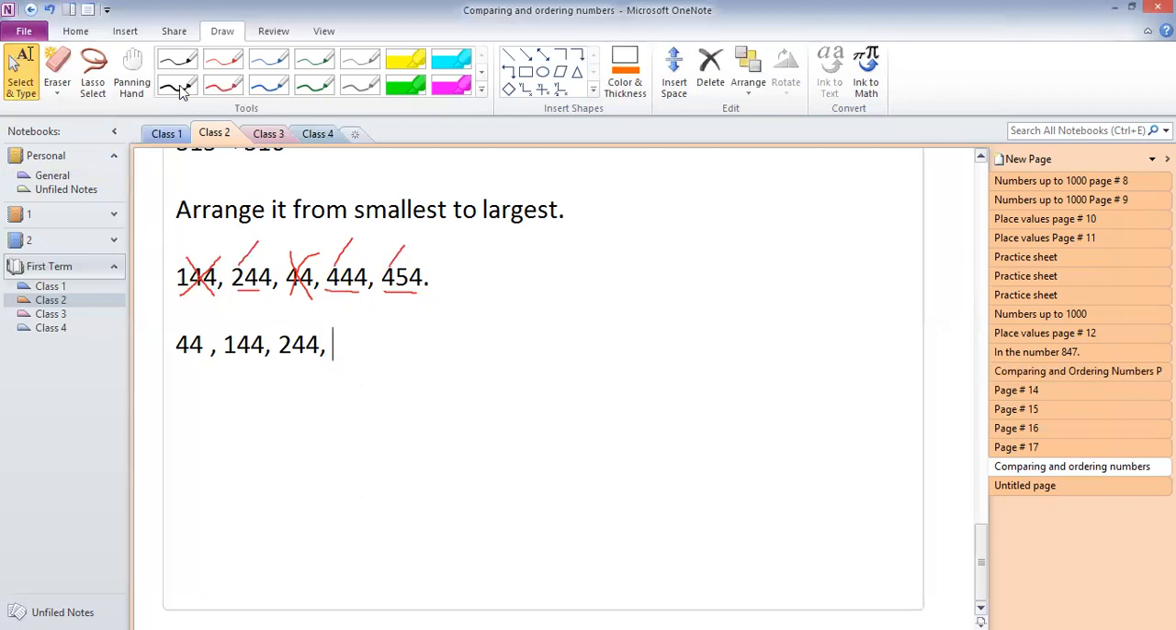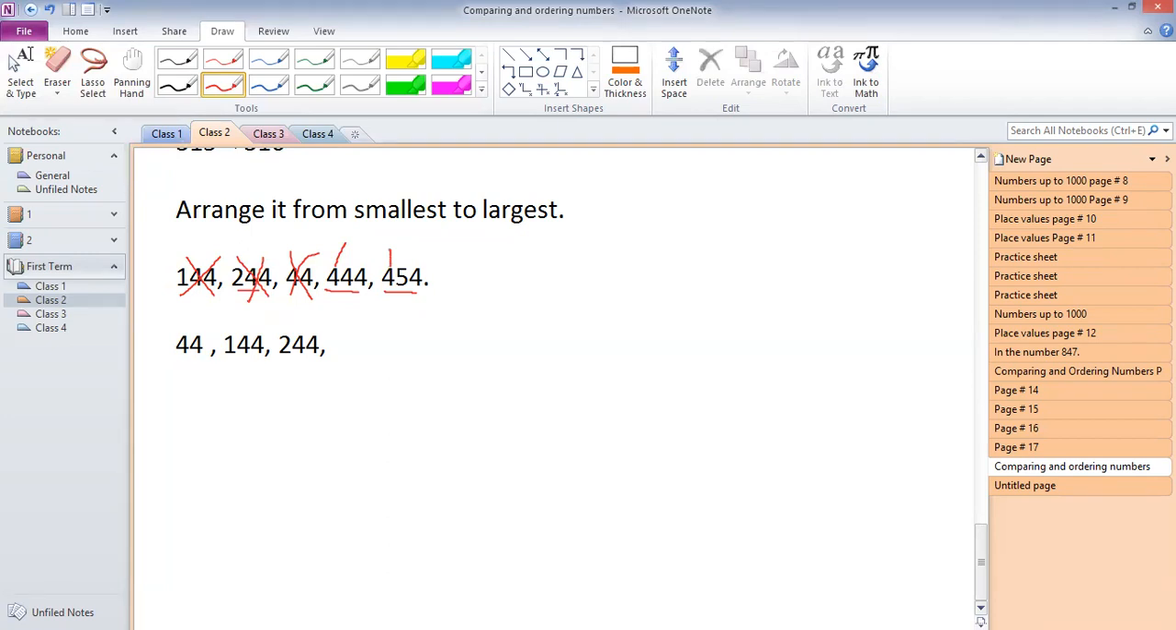Now I have finished writing 244, so I will cancel it out as well. Two values are left, 444 and 454. So I will compare the hundreds here. This is also 4 in the hundreds and this is also 4 in the hundreds. So the hundreds are the same in these two values.